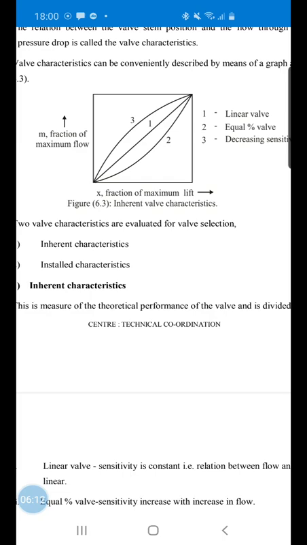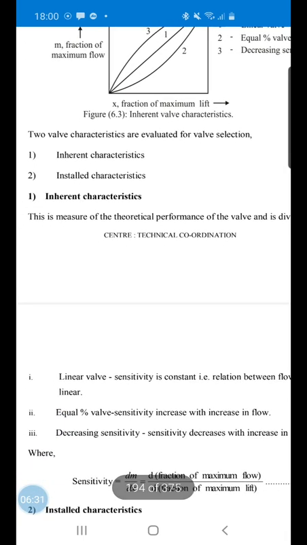So if we plot the graph of fraction of maximum flow to the fraction of maximum lift, that is, the flow and its relation with the lift of the stem and plug, it is correlated by the valve characteristics. These valve characteristics are of two kinds: inherent and installed.